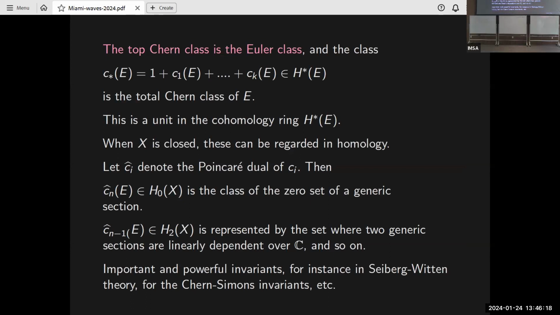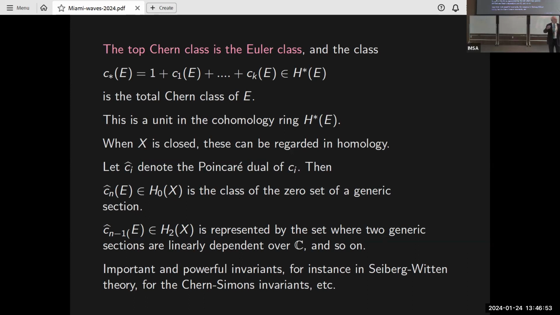We have the top Chern class, which is the sum of all these, that element in the cohomology group. This is somehow very different, but in the spirit of the Chern character that we saw yesterday. It's a different thing. It's an element in the cohomology group, defined by the Chern classes. This is a unit, so it has an inverse, that's an important fact to use later. And notice that when the base is a closed oriented manifold, we have the fundamental class.